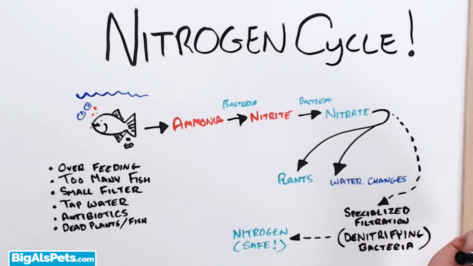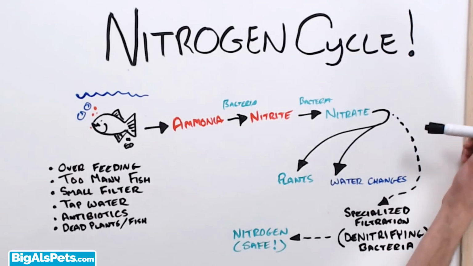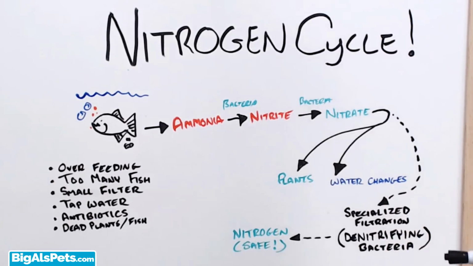Some of it may be taken out by plants in our aquariums and represented as a dotted line because it's pretty hard to achieve, but possible. Specialized filtration can house denitrifying bacteria that will then break that down into nitrogen, which is perfectly safe as it is inert and leaves the system.